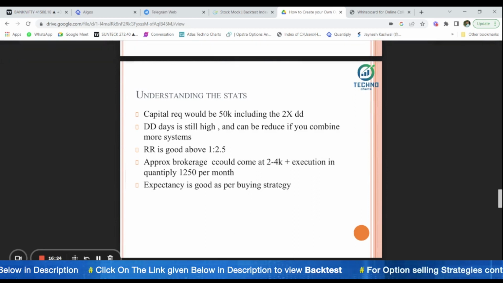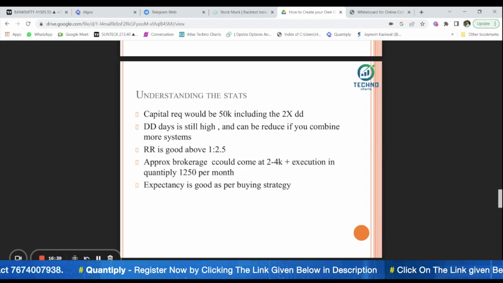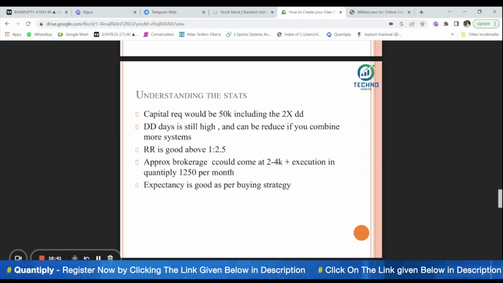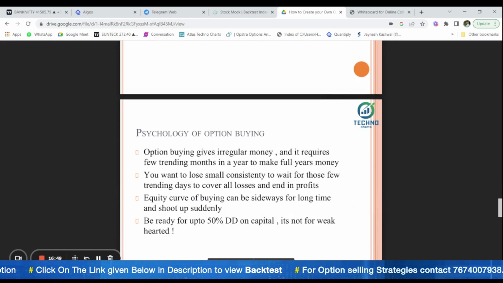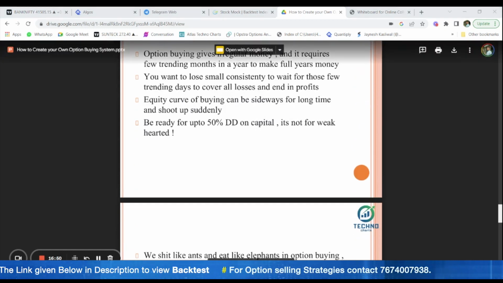Now, combined backtest result, understanding the stats: capital required would be 50K, including 2x DD, and DD days are still high in this strategy, but can be reduced if you combine more systems in this. RR is good, above 1 is to 2.5. So with a 40% win ratio, it is a good strategy as the RR is good here. Approximate brokerage could come at around 2 to 4K, plus execution in Quantiply, for which the link is in the description, would come at around 1250 per month. Expectancy is good as per the buying strategy.